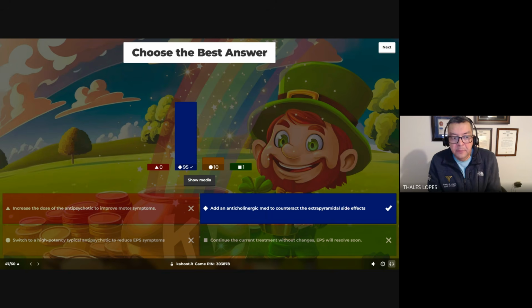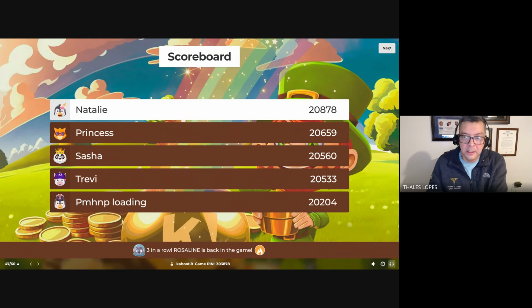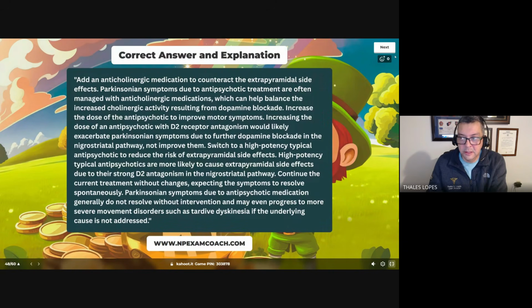Okay? If the patient has TD, do not give an anticholinergic. Give a VMAT2 inhibitor, also known as Austedo or Ingrezza. That is also highly tested content.